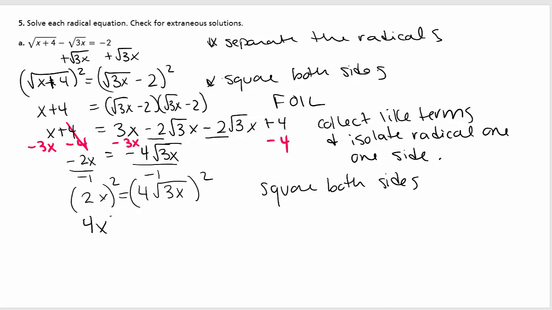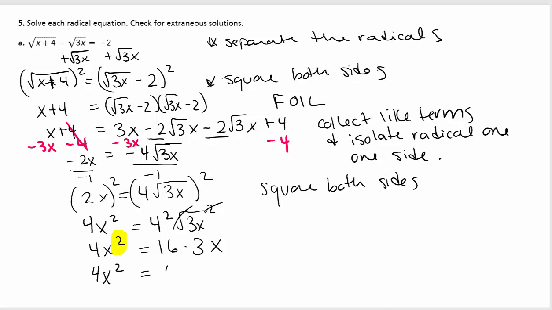So we end up getting 4x squared on the left-hand side, and when we square this we would get 4 squared, and we would also cancel the square root and the squared. So we end up having 16 times 3x on the right-hand side and 4x squared on the left-hand side. Now because again we have a quadratic, we're going to bring everything to one side before we can solve.